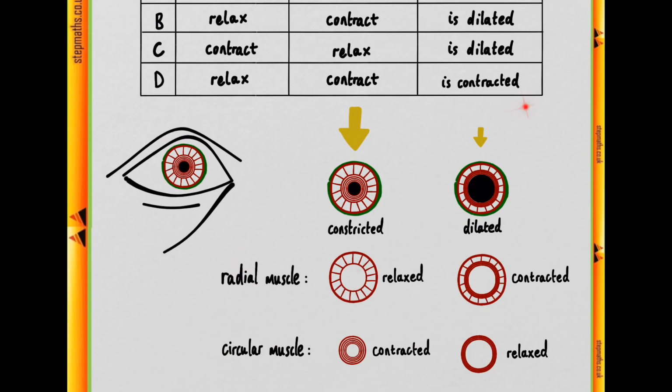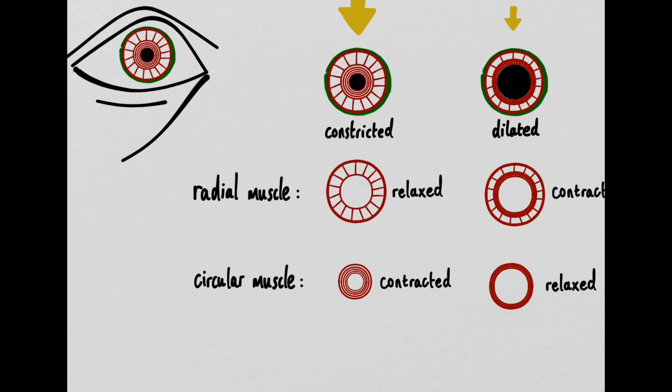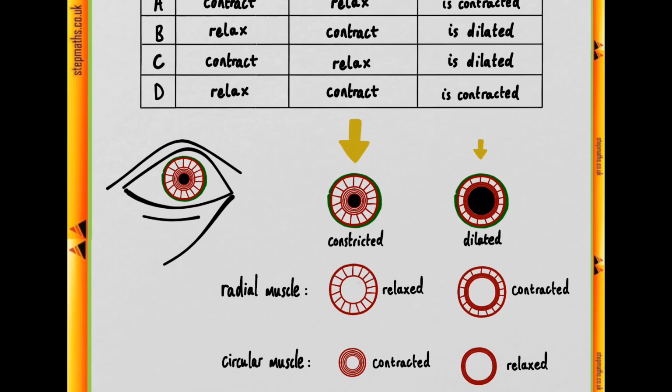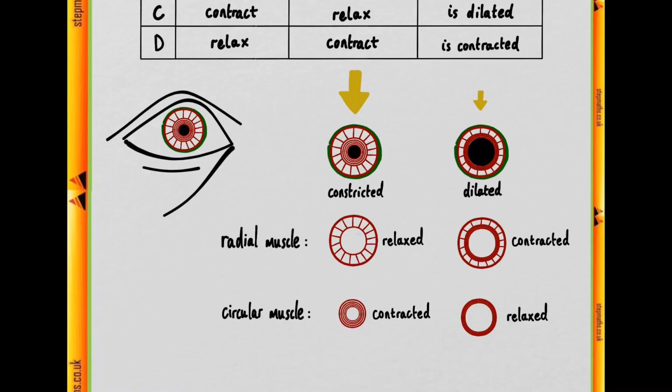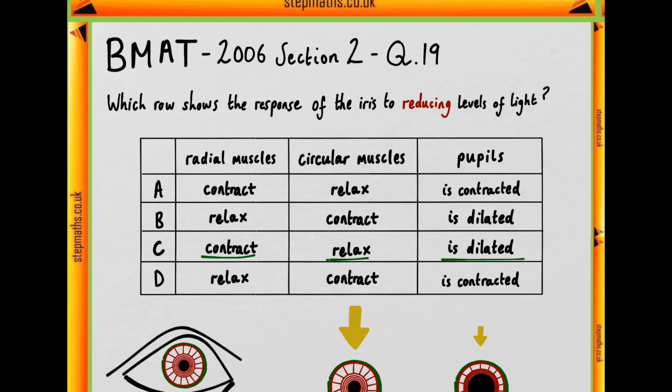So in response to low light, there will be dilatation of the pupil, mediated by a contracted radial muscle which pulls it taut and away, allowing the pupil to expand and dilate, and there is relaxation of the circular muscle which encircles the pupils, allowing it to grow to its fullest extent. So we have dilatation, contraction, and relaxation, and we can see that our answer must be option C.